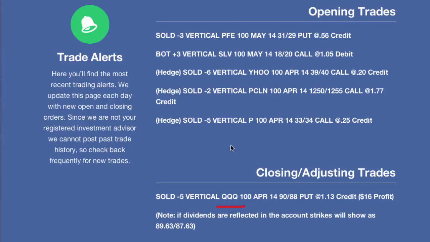It's one that we've had on for about a month and a half now, one that we've been holding on very tightly to and has been pretty much a loss until today, so it turned a nice profit. What I wanted to show you guys on this one, because it's a little bit different, a learning experience for those of you who are members, is that although the alert went out as the 90/88, we actually went through the dividend cycle with the Qs. So the strikes in your account should be reflecting around 89.63 and 87.63, because the strikes get reduced by the amount of the dividend.